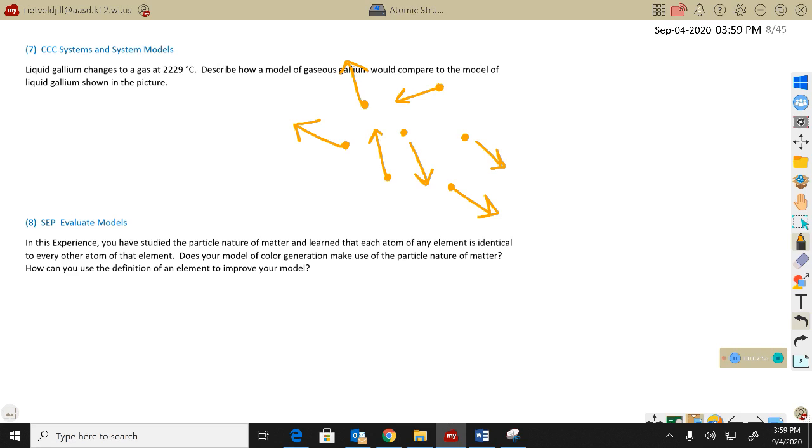Question 8, a science and engineering practice. What do scientists do? They evaluate models. In this experience, you studied the particle nature of matter. Matter is made of particles. And learned that each atom of any element is identical to every other atom of that particular element. Does your model of color generation... Okay, so we were looking at the colors generated by fireworks early on. Does your model of color generation make use of the particle nature of matter?